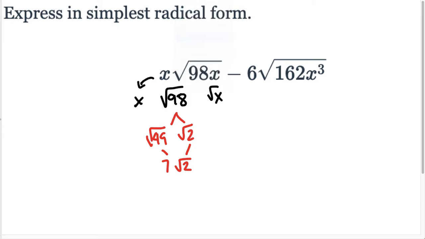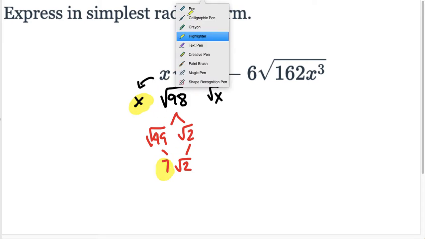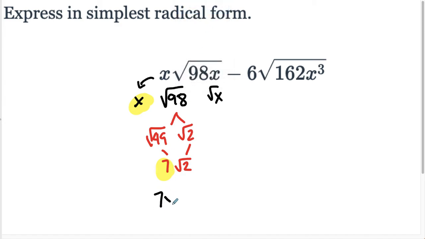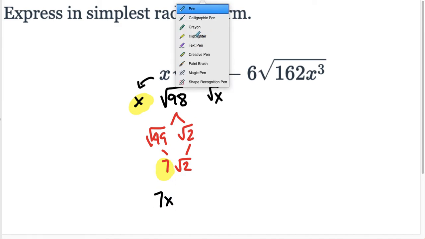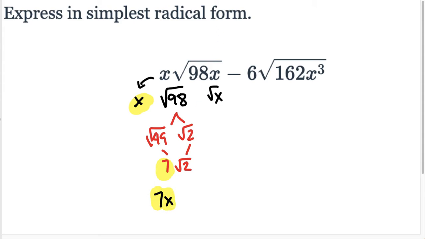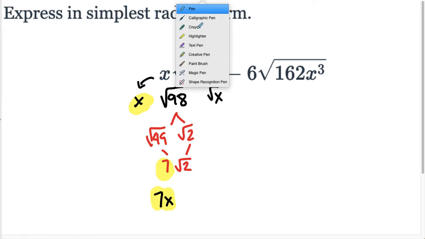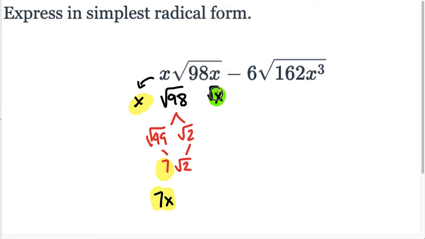Our coefficients here are x and 7, so together that makes 7x. Let me highlight that in yellow. What's under our radical is going to be highlighted in green. So this is what's underneath the radical, and also this. Together they make the new radicand, which is the square root of 2x. So ultimately, the square root of 98x is equivalent to 7x times the square root of 2x.